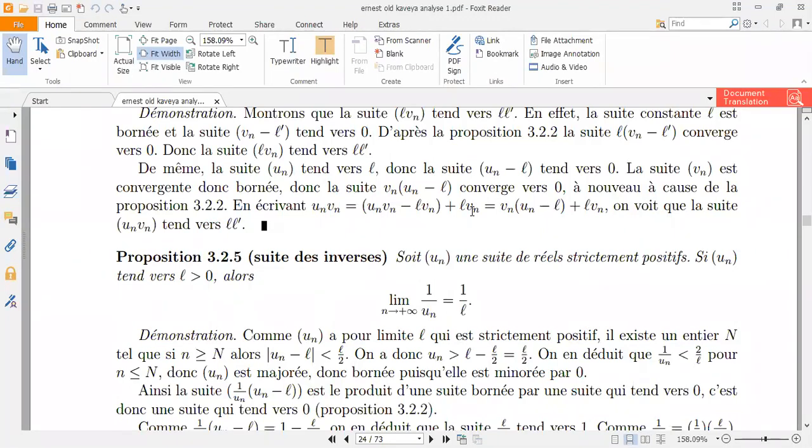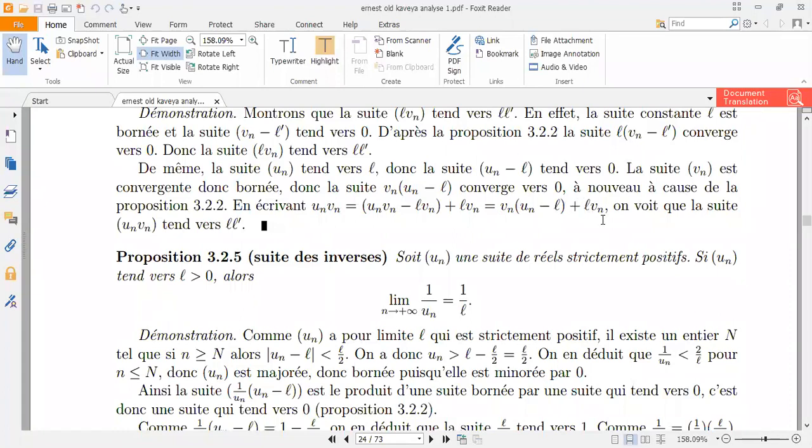If you distribute, you can multiply this there. Try to see what's going on. When you remove the Vn there, you get Un minus L, which is going to be Un minus L here. This Vn here is still just going to remain there because we can't do anything with it. When we simplify this, it's going to give us this. Therefore, Un times Vn is equal to Vn, open bracket, Un minus L, plus L Vn.